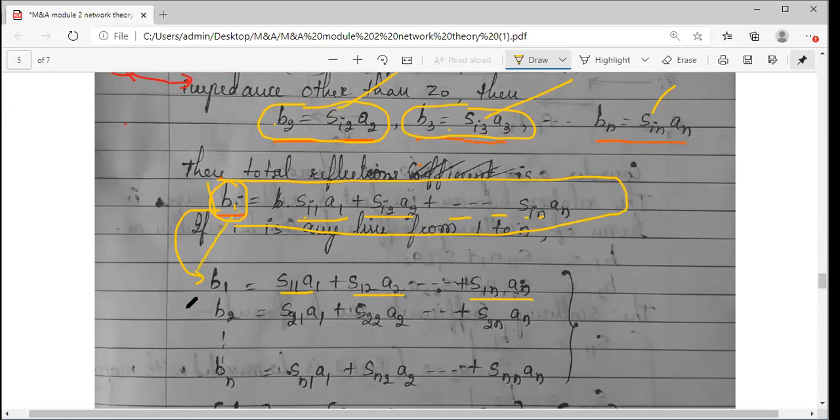Substitute i is equal to 2. We will get B2 is equal to S21A1, S22A2, since i is equal to 2 I have to substitute. And similarly 3, 4, 5 up to substituting i as n, Bn will be equal to Sn1, Sn2 up to Snn An. So it's a combination, right?